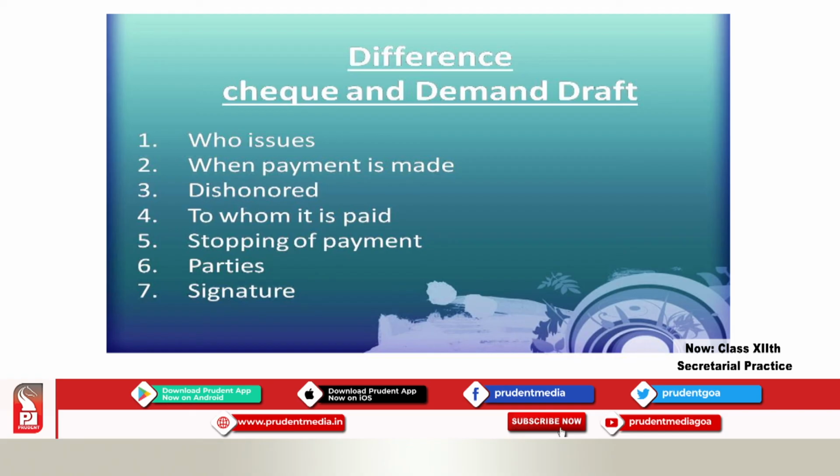Next comes dishonor. A check can be dishonored. I have said it earlier. A demand draft cannot be dishonored, because when the demand draft is issued by the bank, money is first accepted and then the demand draft is issued. So no dishonoring of the demand draft. To whom is it paid? A check is always paid to the payee whose name is written on the face of the check. A demand draft is paid in the account of the payee. That's a difference. Here it can be encashed on the counter, there it cannot be encashed on the counter.